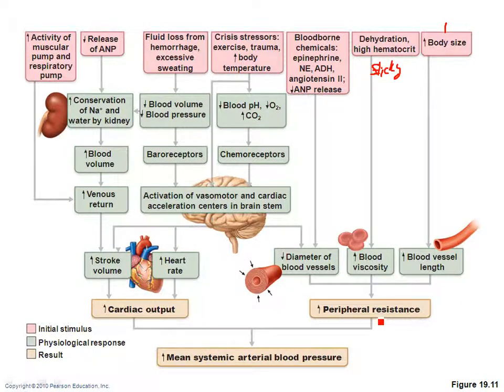Okay? What if you're just really, really tall? Long blood vessels, long peripheral resistance, blood pressure goes up. What if you've got, these are some hormones, things like that, they may actually cause vasoconstriction of the blood vessels, increase peripheral resistance, increase blood pressure. You increase stroke volume, increase heart rate by excessive sweating, temperature, increase heart rate, increase blood pressure. So it's very complex. Lots of different stimuli can have an effect either at the peripheral resistance level or the cardiac output level and increase your heart rate.